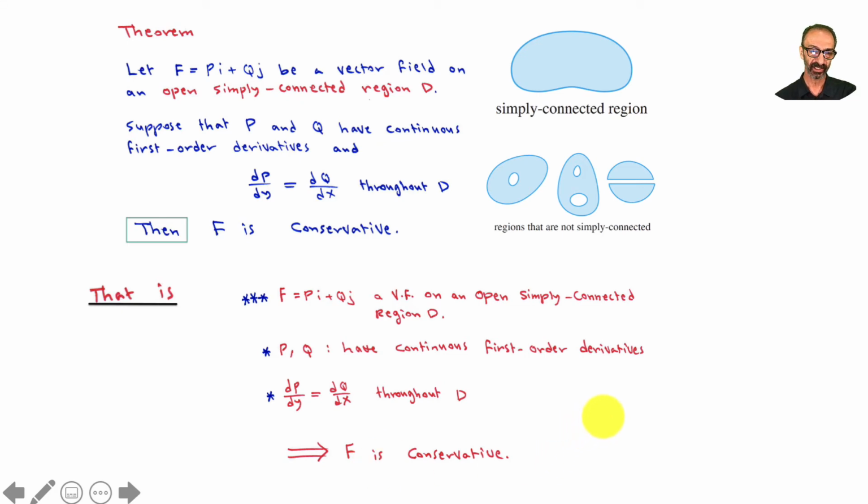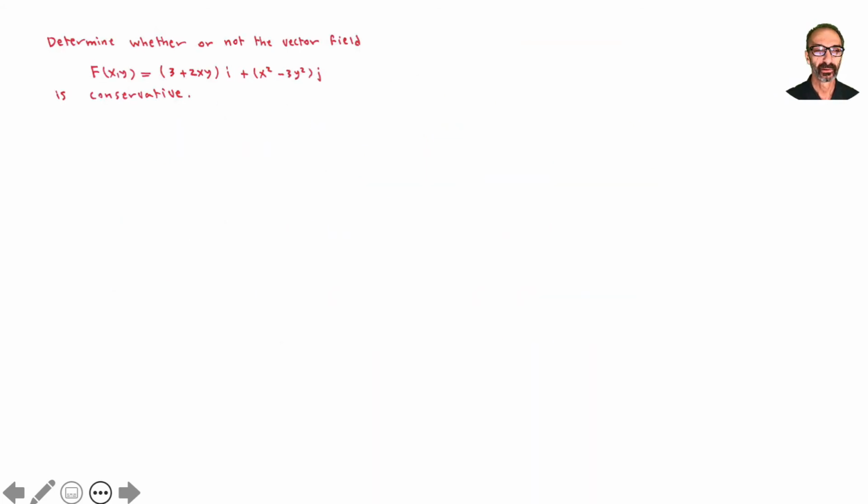Now, that's not full credit if you don't mention that. You have three pieces. I know you might say, oh, I got this, I'm going to say conservative. No. This theorem says you could go back if you have these two valid. Determine whether or not the vector field given right here is conservative.